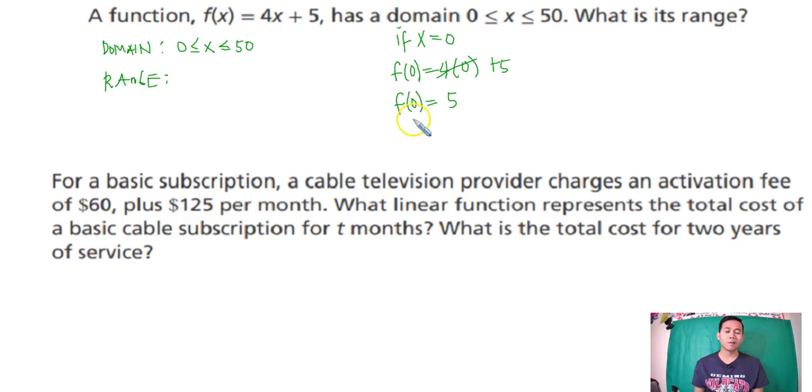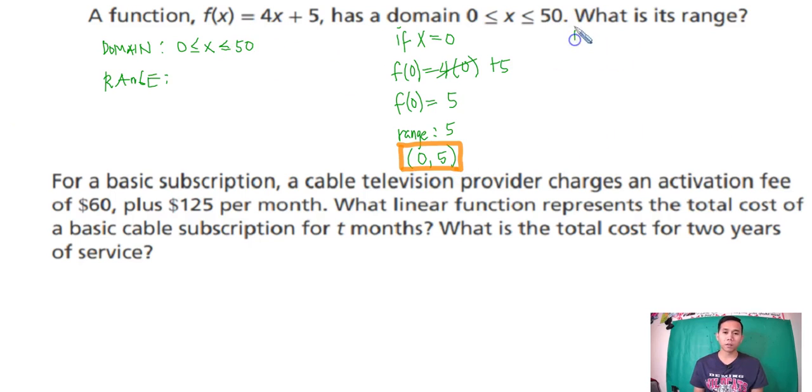So meaning the range here, the domain is 0, which is x. So the range here is 5. And this will also be your y-intercept. So in this situation, the minimum range will be 5. I'll highlight that. This will be your minimum. Now your maximum is 50.